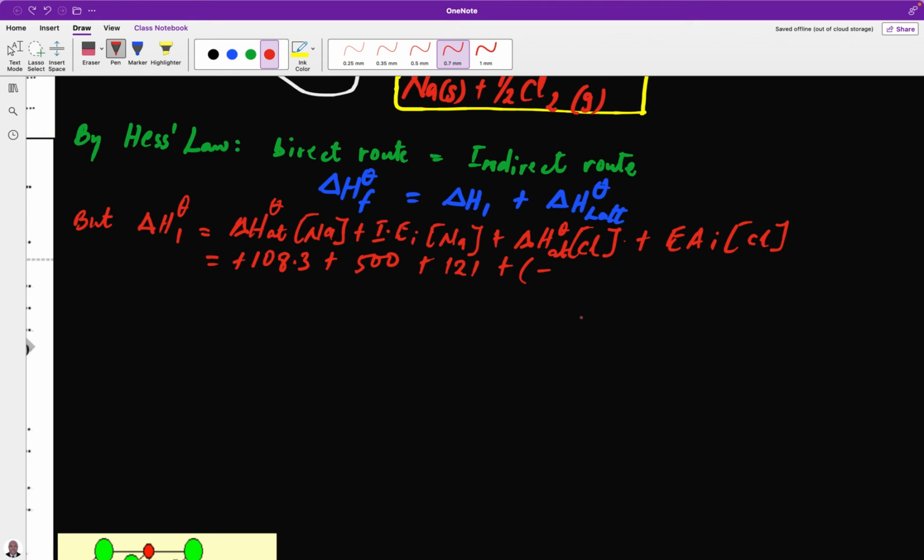Plus 364. Altogether, giving me a total of plus 365.3. Now, enthalpy of lattice. Enthalpy of lattice is minus 776.